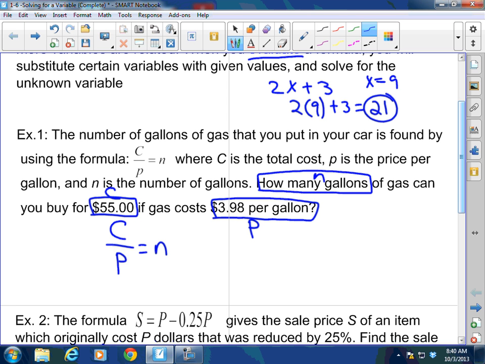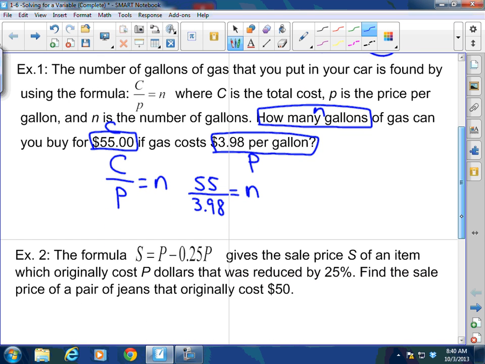So that's my N. What I like to do whenever I have word problems like this, especially involving formulas, is define what each part is. Now that I know what each part is, it's really simple. C, which is 55, over P, which is 3.98, equals N, which is the number of gallons. Does that make sense? Now at this point, all you have to do is actually do the math. So we have 3.98 into 55.